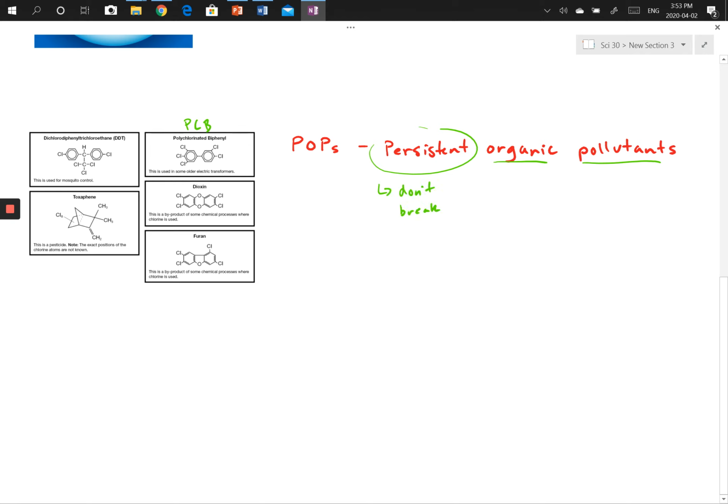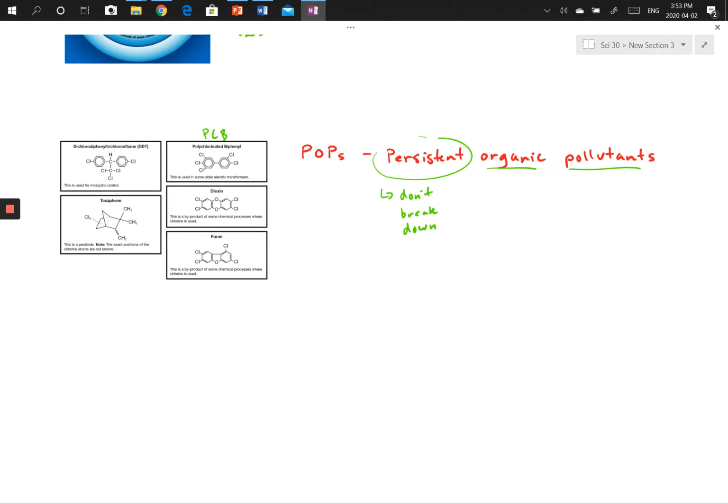So when these get into a food chain, they will magnify as they go up the food chain. We've talked about biomagnification in the food chain before. These are things that would bioaccumulate in living tissue, and they would biomagnify as they go up the food chain. So all kinds of nasty things.